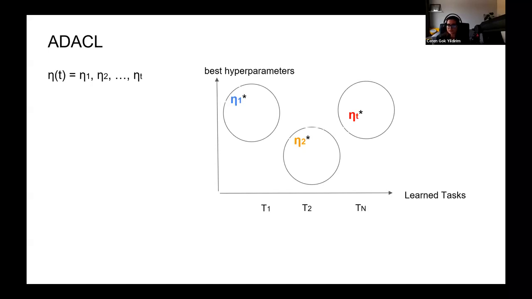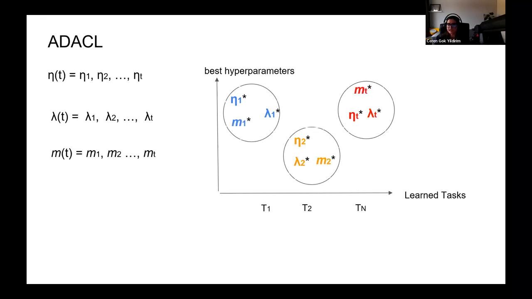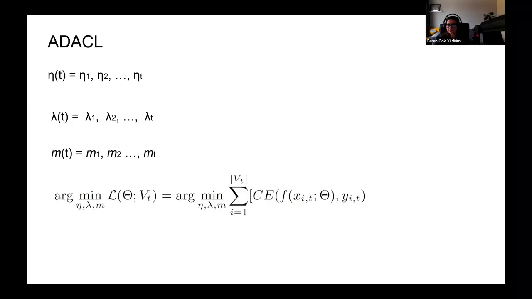In a formal context, we express eta t as a sequence of learning rates, eta 1, eta 2, up to eta t. And similarly, lambda t as a sequence of regularization strengths, lambda 1 up to lambda t. And additionally, m t represents a sequence of memory sizes, m1, m2, up to m t. The values for eta t, lambda t, and m t are determined through an optimization process that minimizes the given objective.